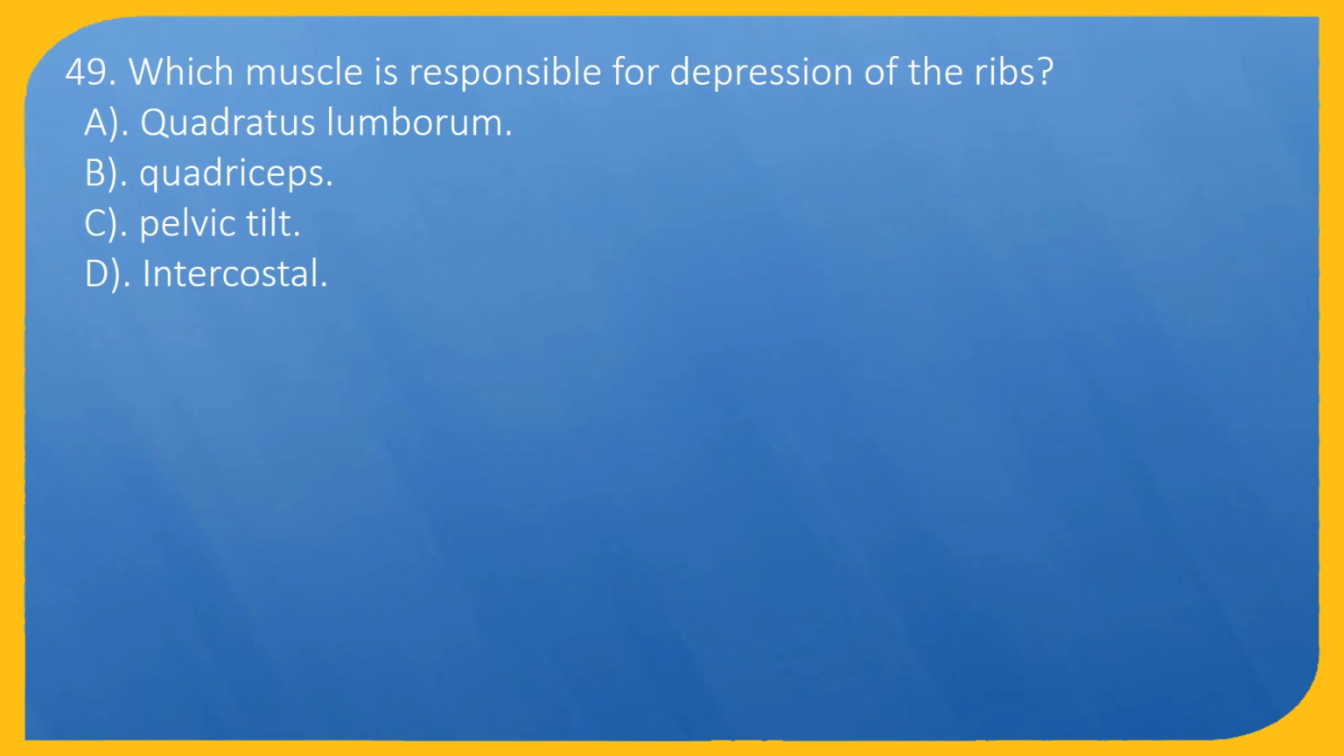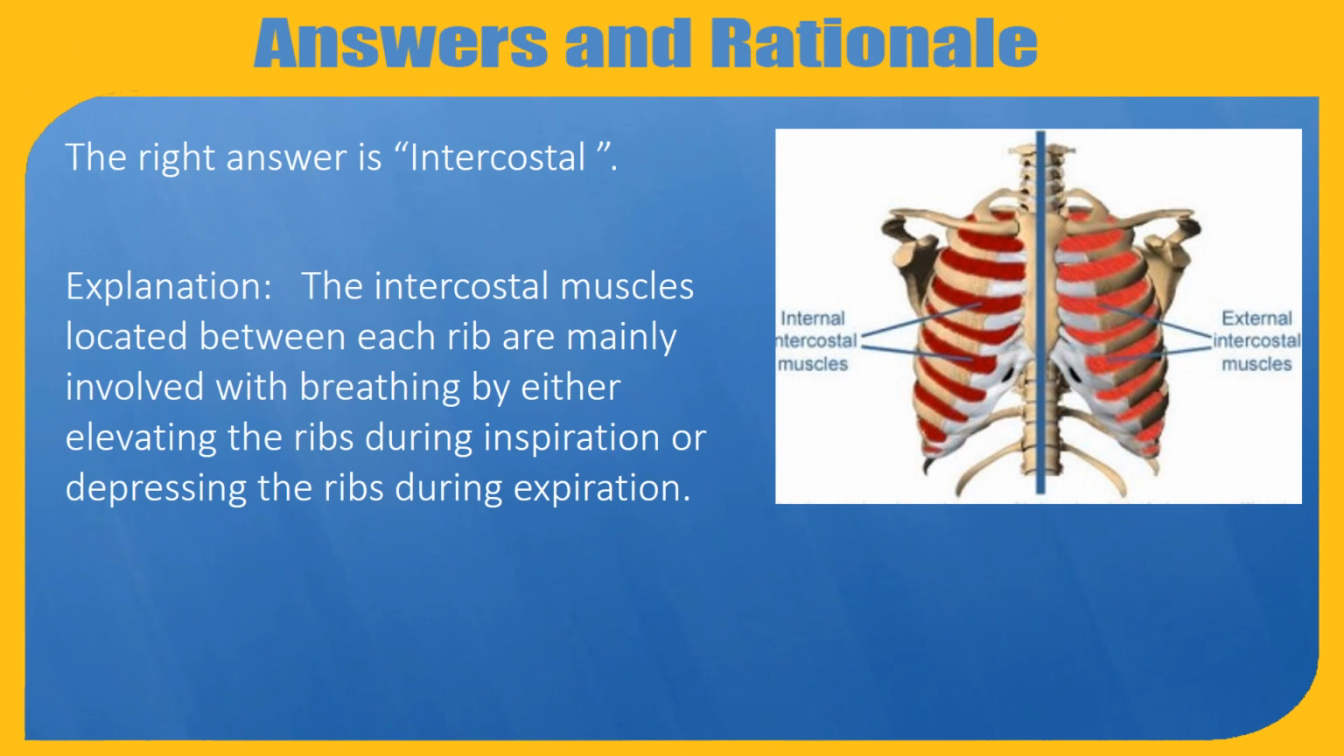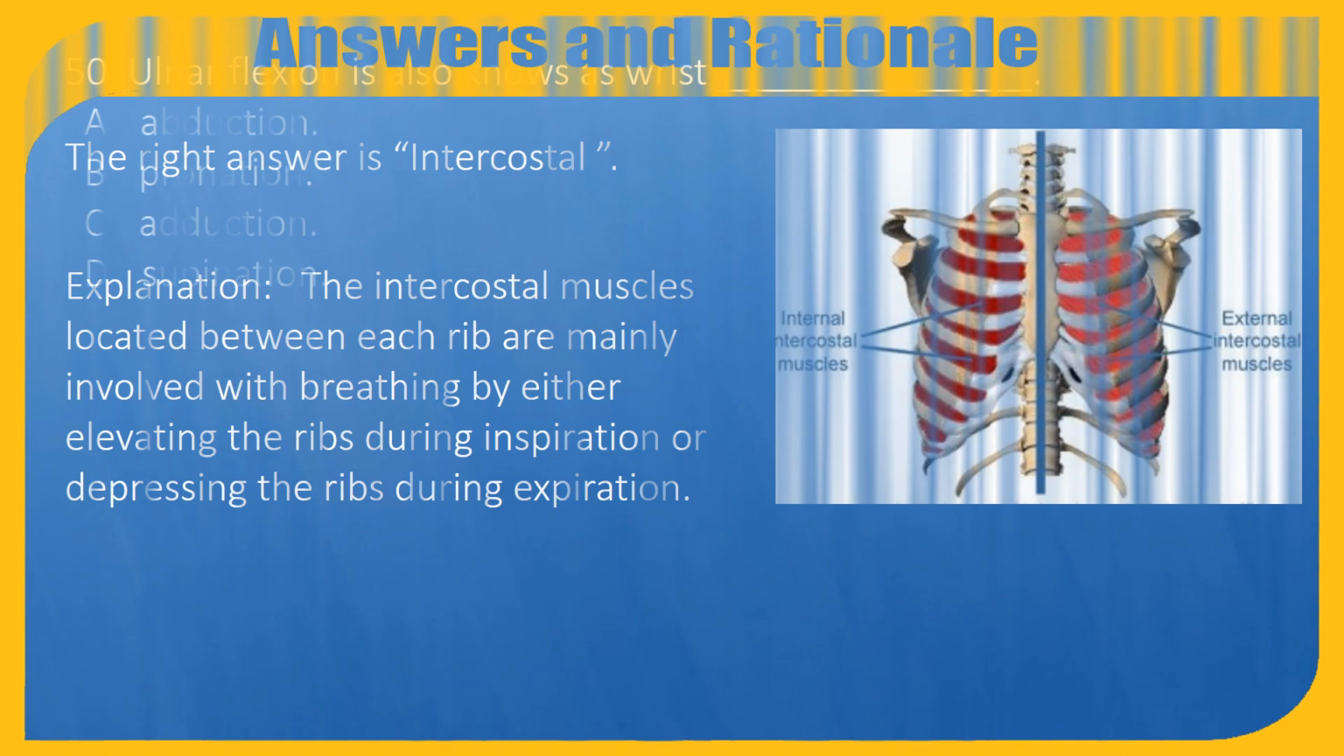Question 49. Which muscle is responsible for depression of the ribs? A. Quadratus lumborum. B. Quadriceps. C. Pelvic tilt. D. Intercostal. The right answer is intercostal. Explanation: the intercostal muscles located between each rib are mainly involved with breathing by either elevating the ribs during inspiration or depressing the ribs during expiration.